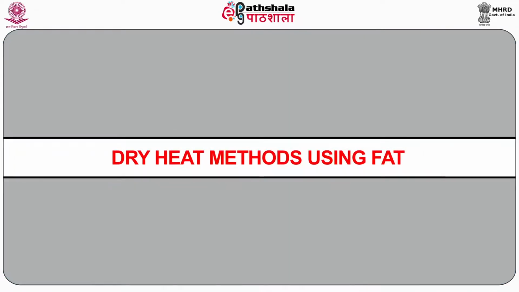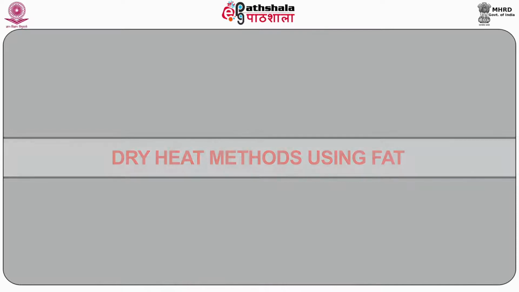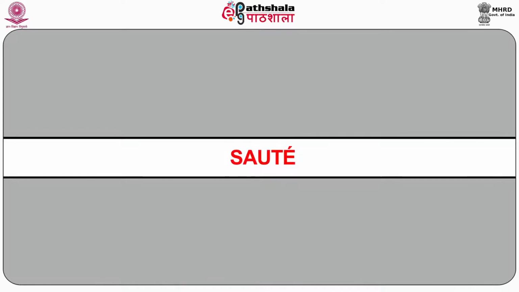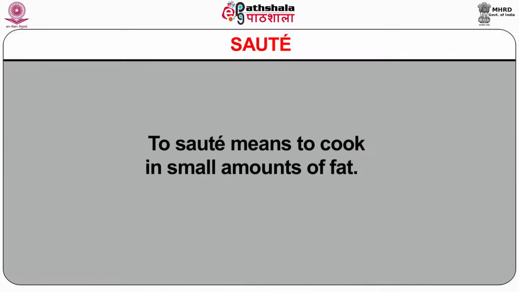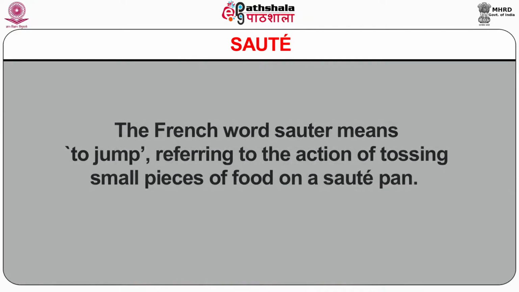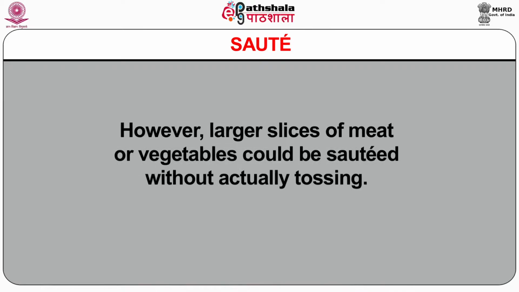Dry heat methods using fat. Sauté. To sauté means to cook in a small amount of fat. The French word sauter means to jump, referring to the action of tossing small pieces of food in a sauté pan. However, larger slices of meat or vegetables could be sautéed without actually tossing.